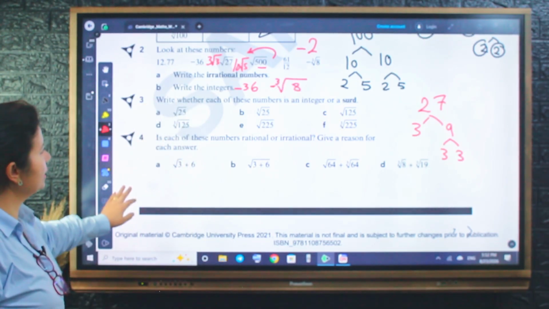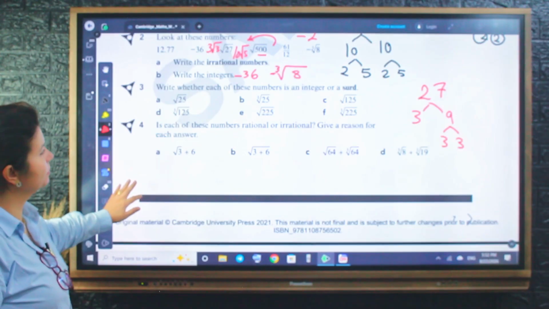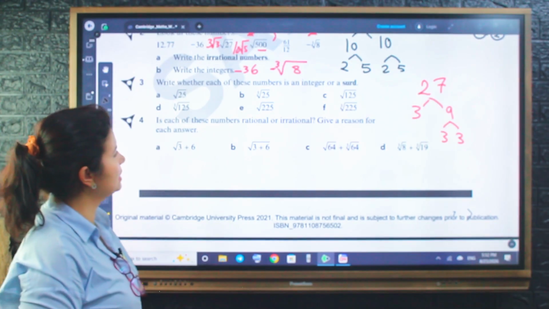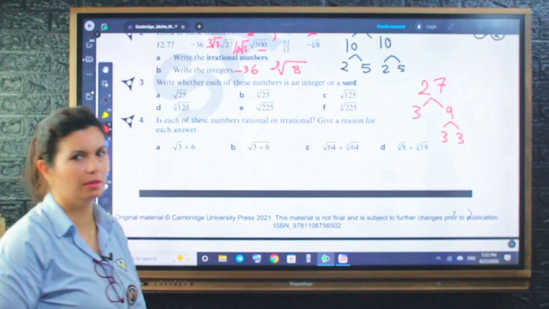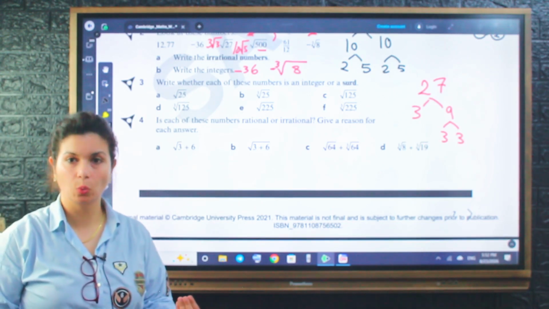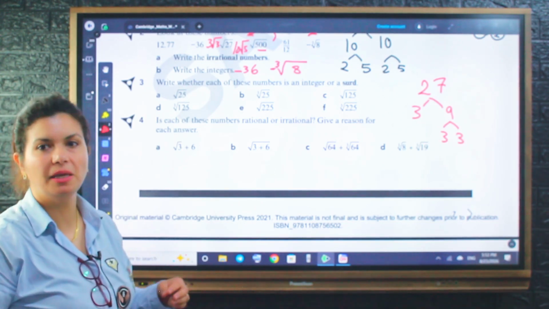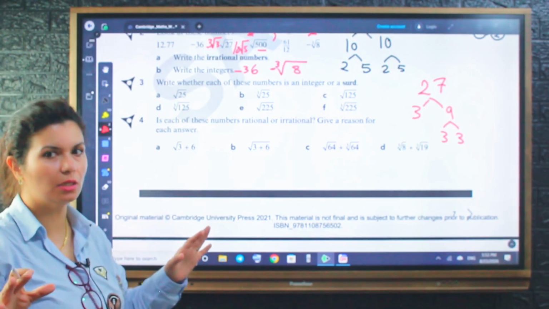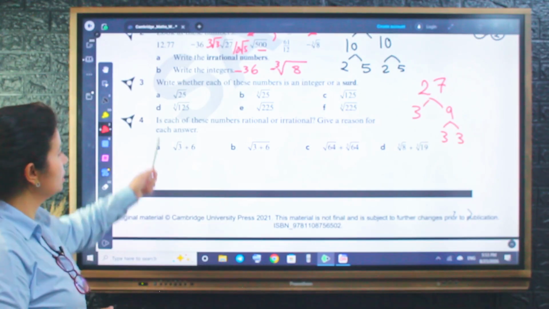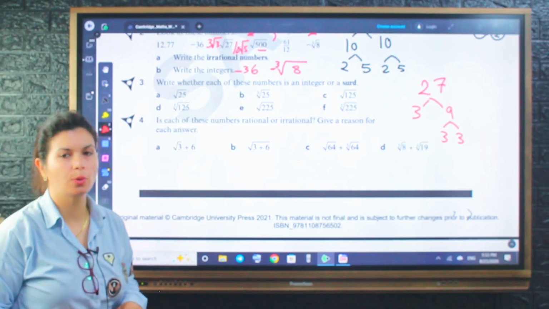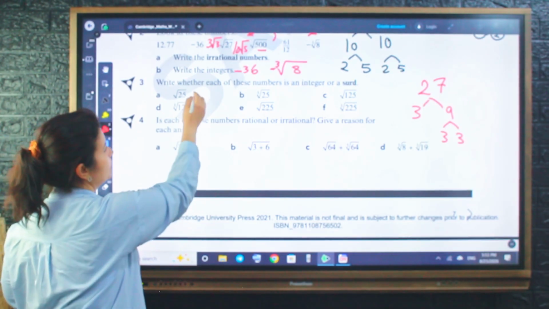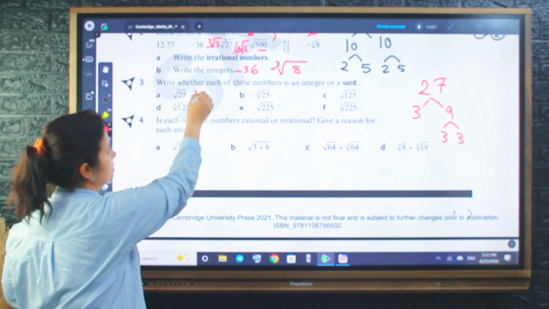Okay, look at number 3 here. Write whether each of these numbers is an integer or a surd. Okay, integer means we can take it out of the root, and surd means it's just a root and we cannot take it out or break it down. So here, letter A, the square root of 25, it's 5, so it's an integer.